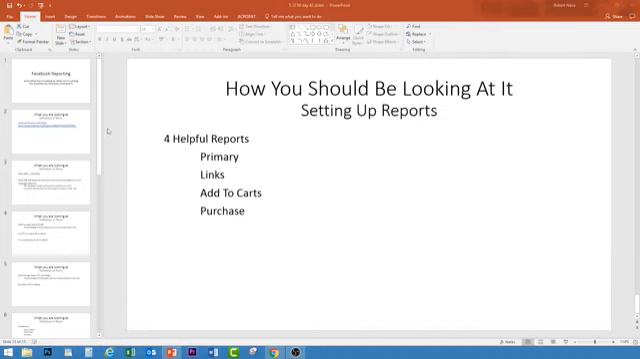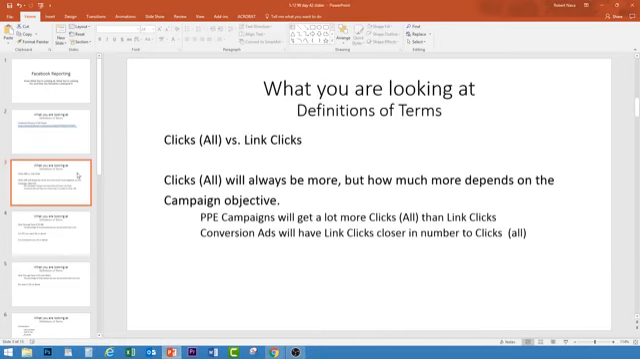Before we look at the reporting, I just want to quickly recap what we looked at and what we're going to be looking at next. We looked at the different definitions of what's most important. We talked about the 2 different types of clicks. We care about clicks all, which includes link clicks but also reactions and other clicks. And then there's link clicks, which is just link clicks. You should understand the difference between those now.